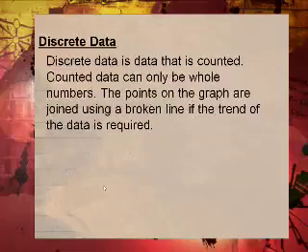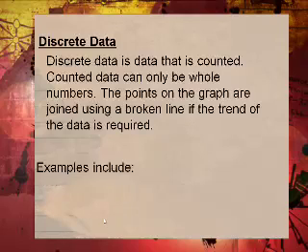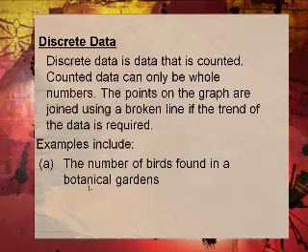Look, discrete data is data that is counted. Counted data can only be whole numbers. I spoke about this. The points on the graph are joined using a broken line, because it's discrete, it's not continuous, so use a broken line to join that. Now, examples are the number of beds. Once I say number of beds, I can't have half a bed.